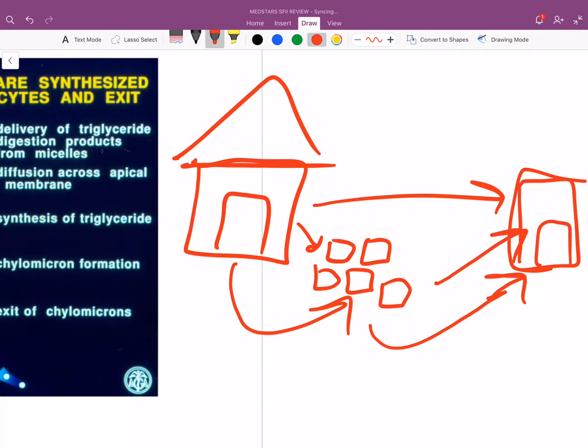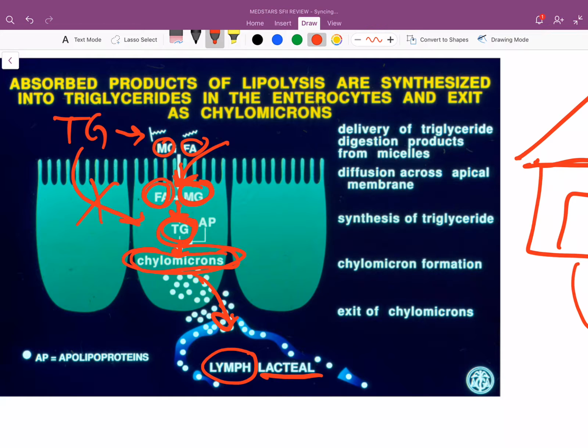I know it's weird, right? High yield thing here though is that people always forget, even my classmates forget, that fat gets dumped into your lacteals first, into your lymphatic system first, and the lymphatics ultimately drain into your veins. That's how we get fat.